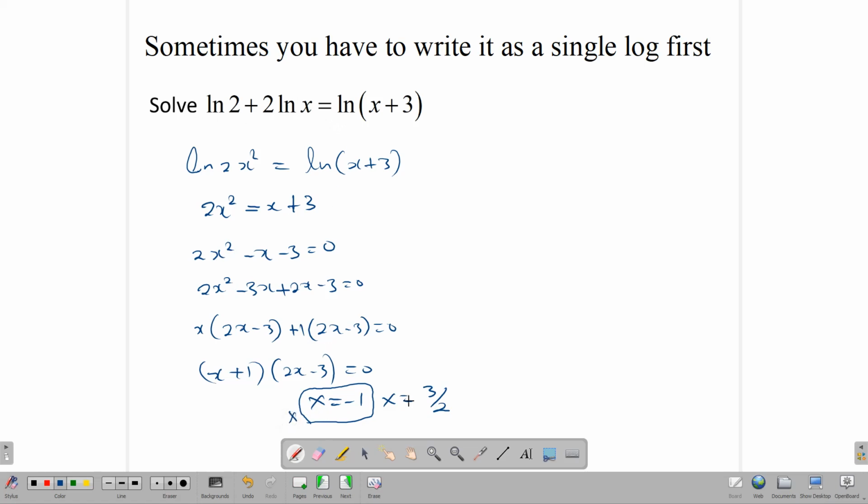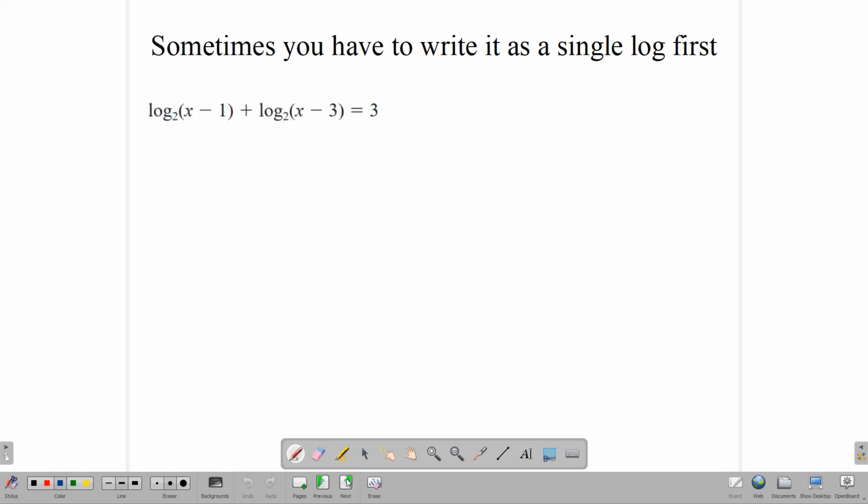So this is not a solution. The actual solution that would work for this equation is x is equal to 3/2. So whenever you solve the equations, make sure you check that there aren't any extraneous solutions in the ones that you find. All right, let's try again. Let's look at another one.